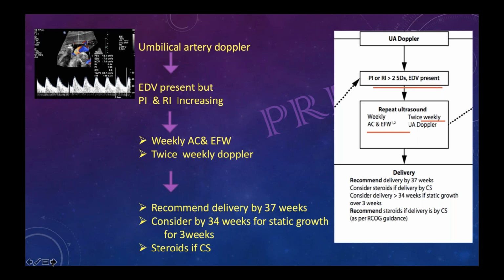Ma'am, please explain once. I'm getting a little confused. What is the confusion? About the timing of delivery, ma'am. Recommended and considered. Okay, I'll explain. Recommend means that the baby has to come. There is no other way. The baby has to be delivered by 37 weeks.